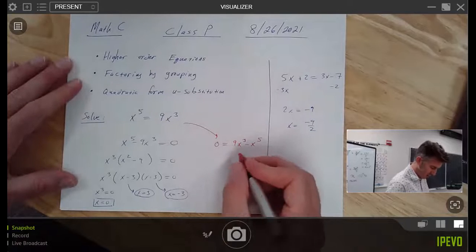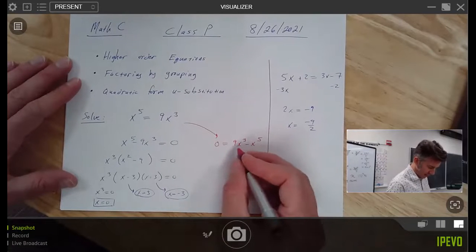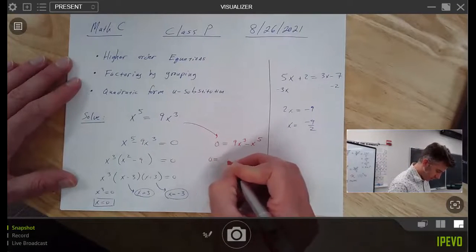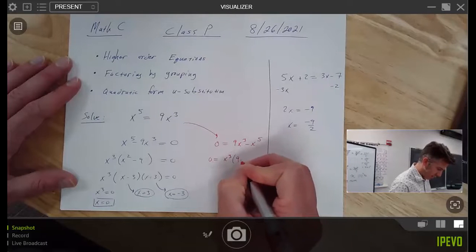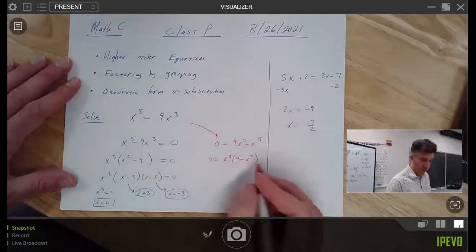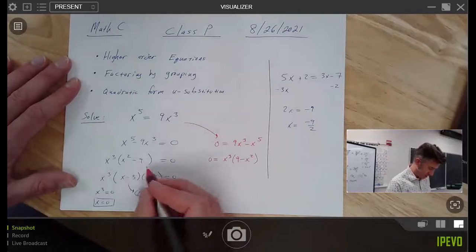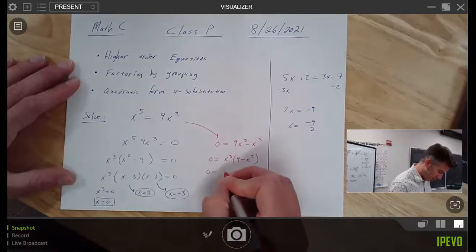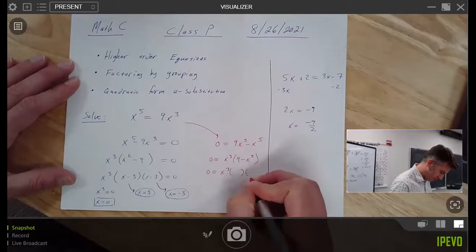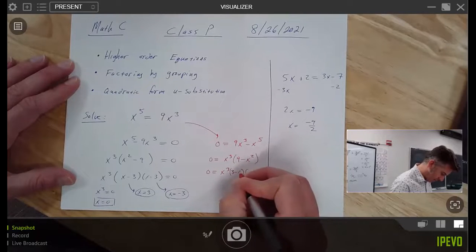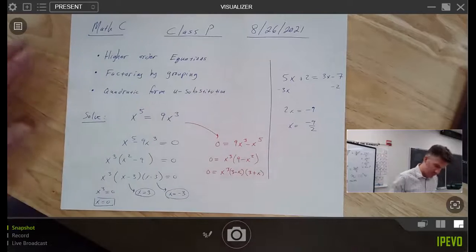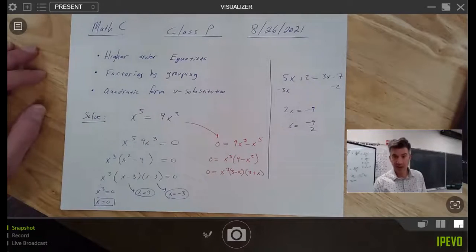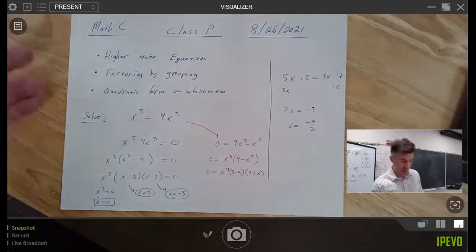Or we could have done it this way. Here, I would still probably factor out an x cubed. So x cubed times 9 minus x squared. And if you factor 9 minus x squared instead of x squared minus 9, it is going to factor slightly differently. You're going to have 0 equal to x cubed times 3 minus x times 3 plus x. Slightly different. Still get the same results, but a slightly different equation.